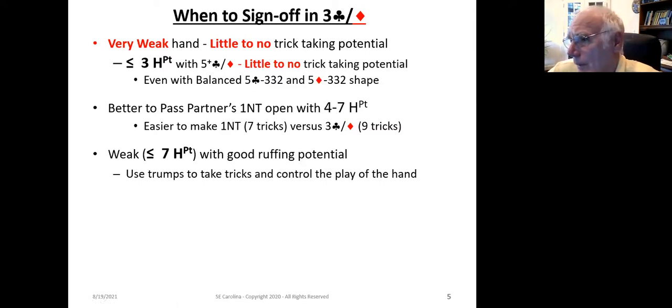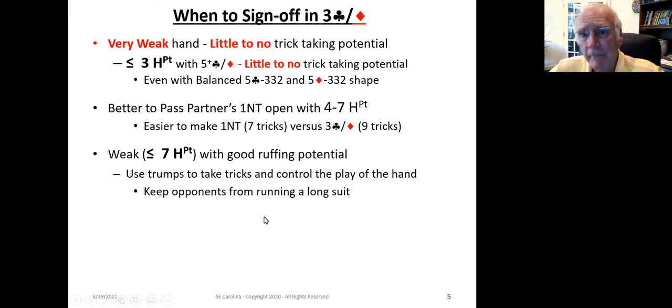Now you can use your trumps there to take tricks and also to control the play of the hand. If you're in no trump, you have no control over the play of the hand, because if the opponents have a long suit, they're just going to simply keep leading those and cram them down your throat. And there's not a thing you can do about it. However, if you're in a suit contract, when you're out of that particular suit, you can rough it and you can stop their advance. You can, in essence, neuter that particular suit.